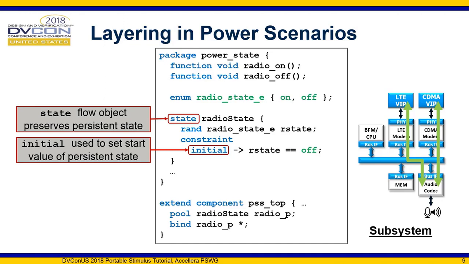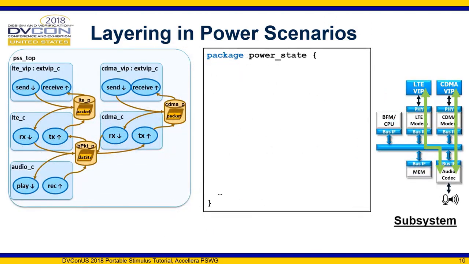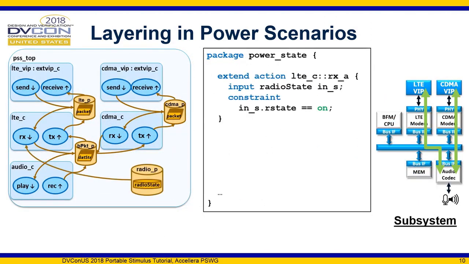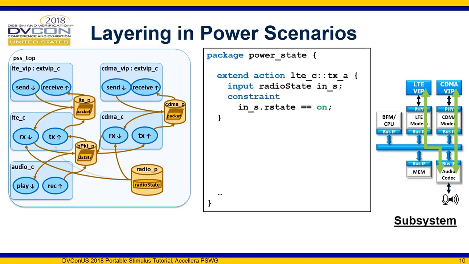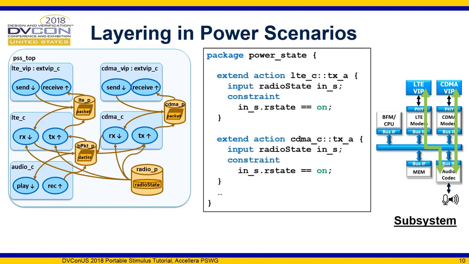Right? System knows it's off. Now, carrying on with the model, we're going to extend the LTE receive operation to say, hey, in addition to everything else you do, you're going to take as input this radio state object. Okay? And then you're going to have a constraint that says you need that input state to be on. Right? Remember, it started out as off. You need it to be on. Same thing for the CDMA RX, and then the same thing for the two transmit operations. Right? So we told the four actions, hey, when you guys run, you have to demand that the radio state is on. That's all we said, not how to turn it on.